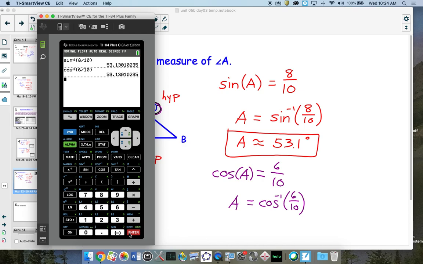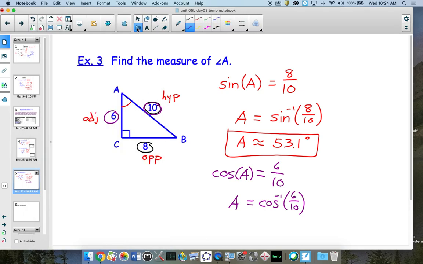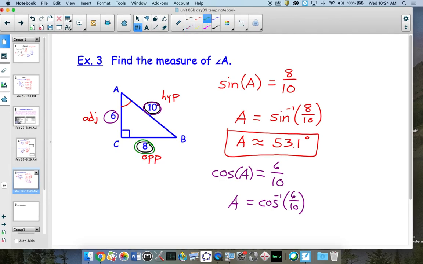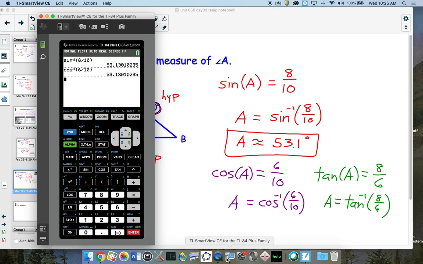And then lastly, what if somebody else said, oh, I wanted to use the tangent? Well, that's fine. For tangent, they would use opposite and adjacent, and they would have said tangent of angle A is the opposite, which is 8, over the adjacent, which is 6. And so then to undo tangent, we do the inverse tangent function of 8 over 6. Grab the calculator, and we type in second tangent, 8 divided by 6. Lo and behold, same answer again.